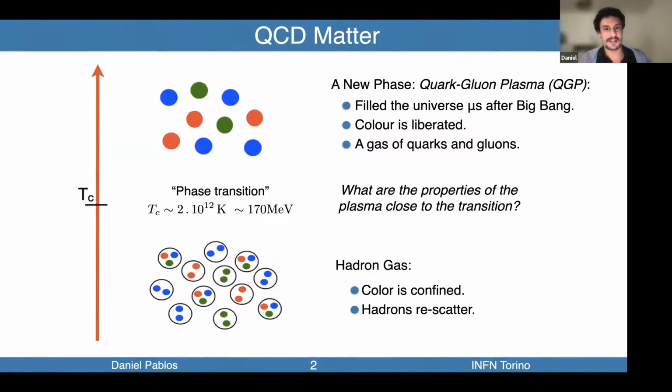There's a new phase of matter that should appear at very high temperatures, unlike normal matter, where color is confined and hadrons can be scattered. This new phase, which we call the quark-gluon plasma, should have filled the universe microseconds after the Big Bang. It should behave pretty much like a gas due to asymptotic freedom at really high temperatures. However, close to the phase transition, we do wonder what the properties of this system are.